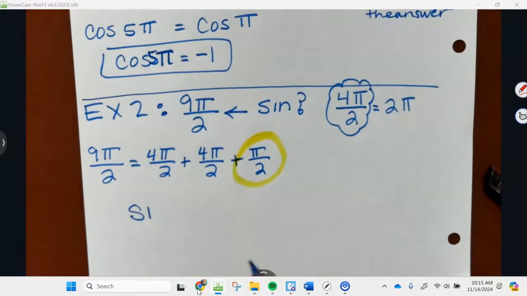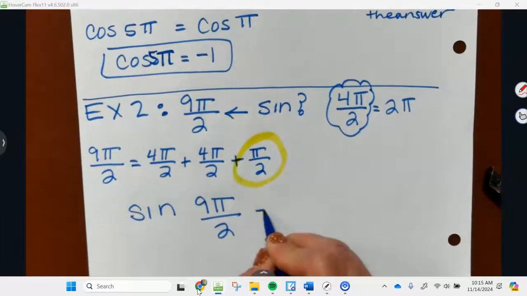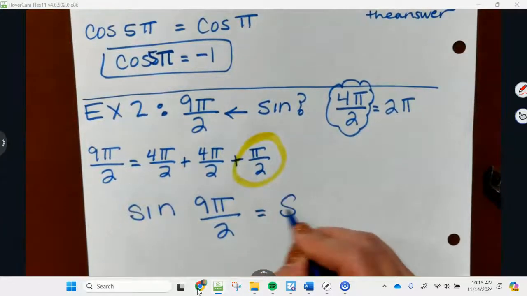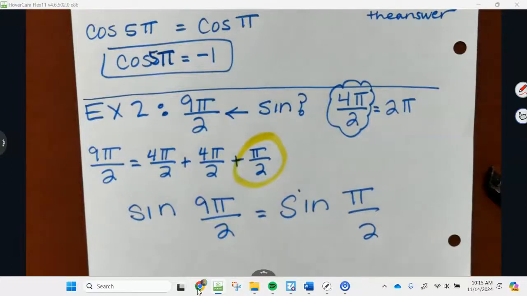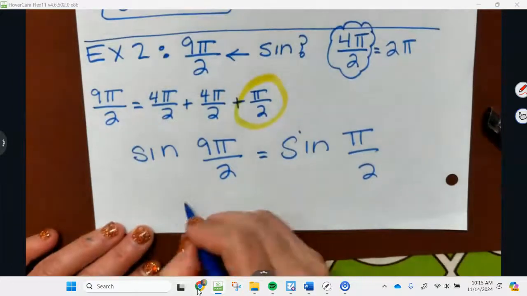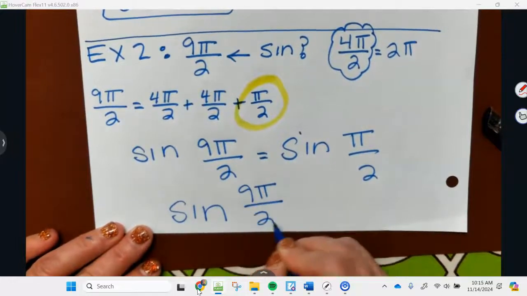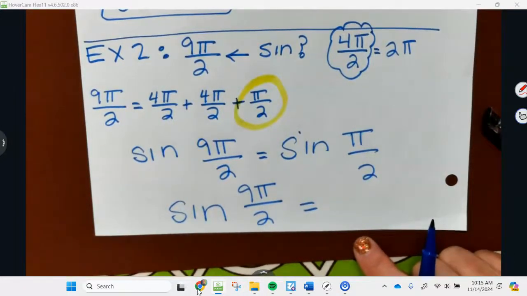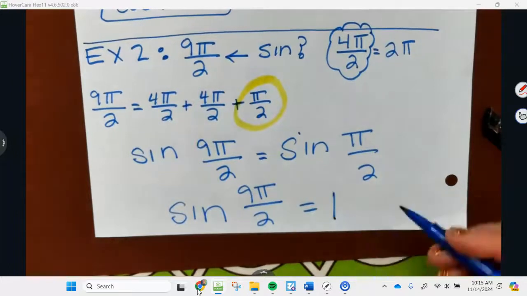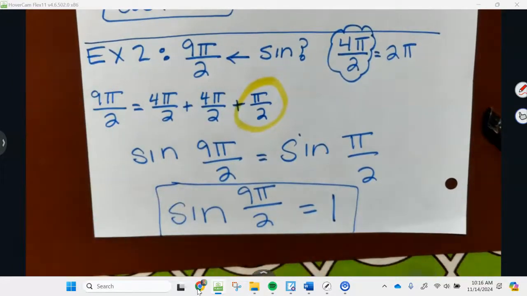So sine of 9 pi over 2 is whatever the sine value is for pi over 2. Y'all, that's the top of the circle. What's the sine value for the top of the circle? Sine value, y coordinate is 1. The top is (0, 1). So sine is 1. Cosine is 0, but sine is 1.